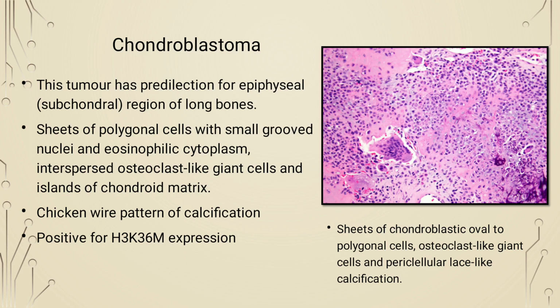Chicken wire pattern of calcification is seen, and on immunohistochemistry it is positive for H3K36M, which is negative in giant cell tumor. In this photomicrograph we can see sheets of chondroblastic oval to polygonal cells, osteoclast like giant cells, and pericellular lace like calcification.